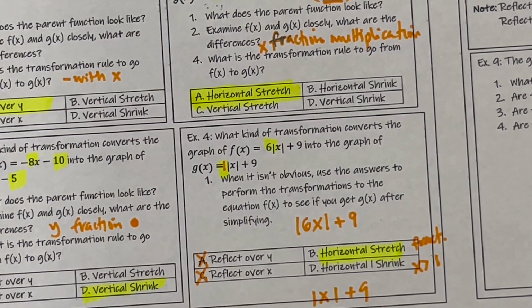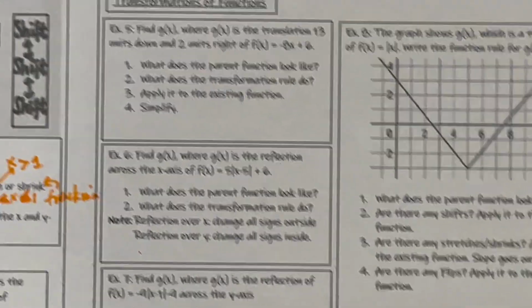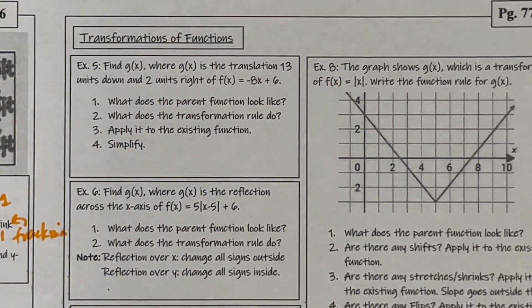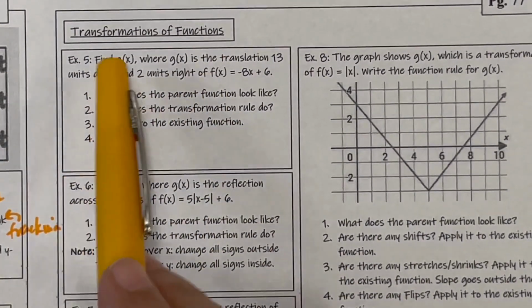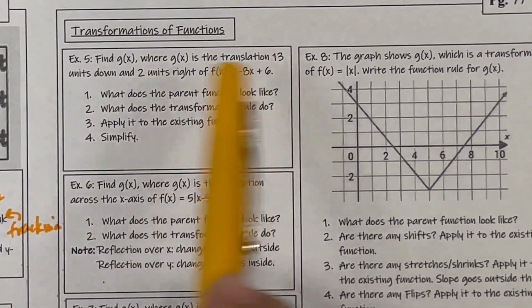Now, there are different ways that we can word this problem. Sometimes they give you graphs. So I'm just going to do a couple more, and then you're going to do them. All right, so let's look at example 5. Find g of x, where g of x is a translation 13 units down.